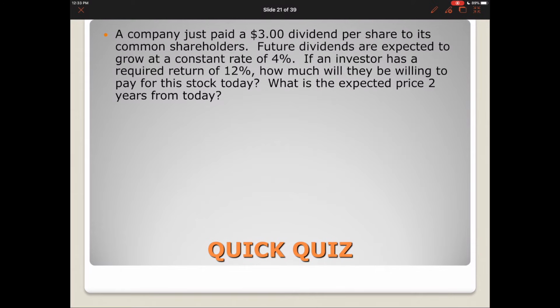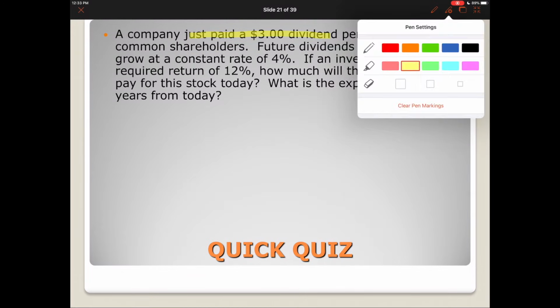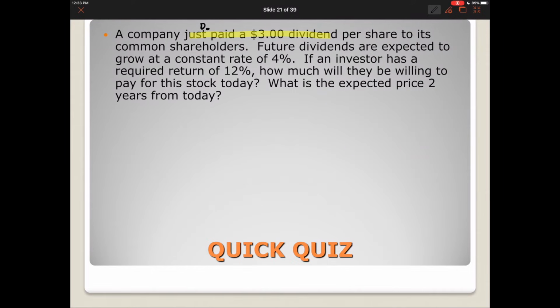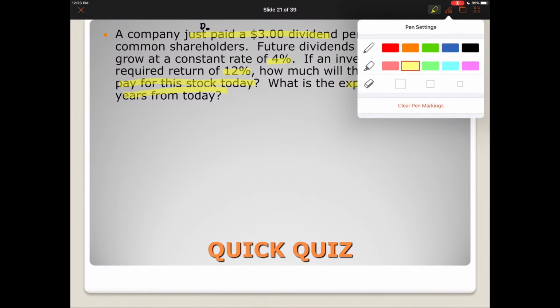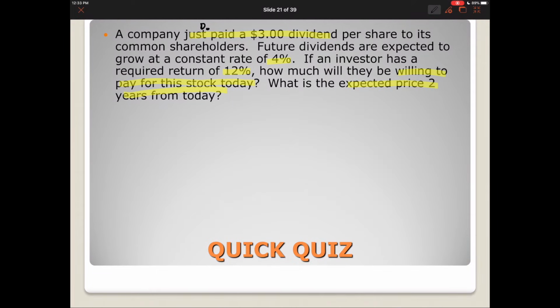constant growth. So here the company just paid a $3 dividend. This $3 dividend just paid is D sub 0. Future dividends are expected to grow at a constant growth rate of 4%. If an investor has a required return of 12%, how much would you be willing to pay today? And then what is the expected price 2 years from today if we have this constant growth? So here we know that it is constant growth, so we are going to use P sub T equals the dividend for the next time period, D of T plus 1, divided by R minus G.